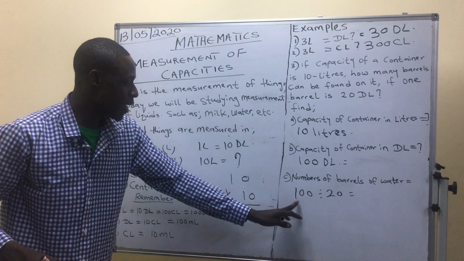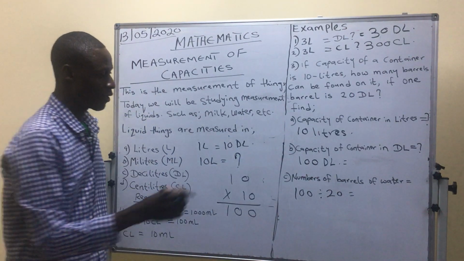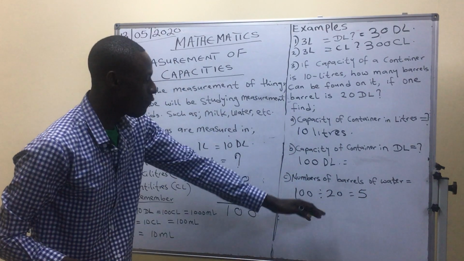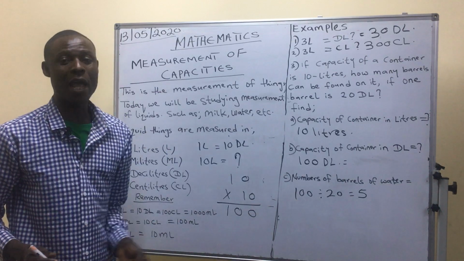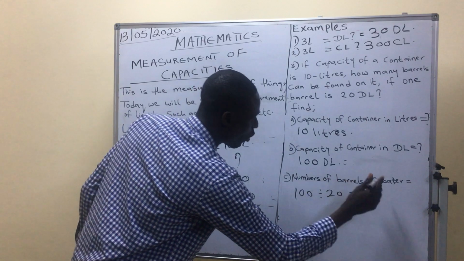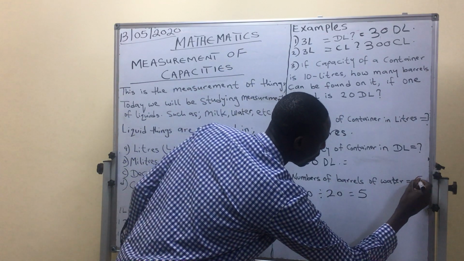Now, 100 divided by 20 is 5. You can have 20 inside 100 five times. Now, the number of barrels of water is equal to 5.